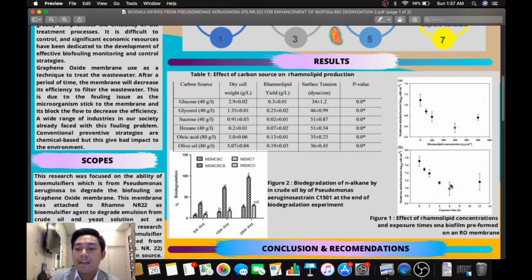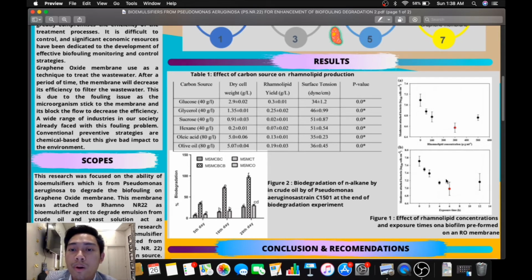As you can see on the graph, there are A and B. Graph A shows a reduction in total cell number when applying about 50, 100, 300, or 500 milligram per liter rhamnolipid treatment for 2 hours, while figure B shows the effect of various exposure times of about 1, 2, 4, 6, or 12 hours when 100 milligram per milliliter rhamnolipid was applied.